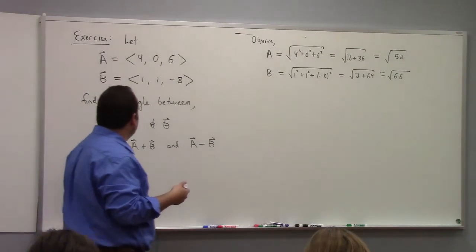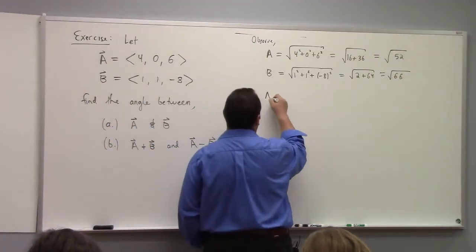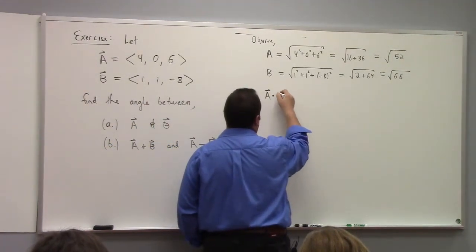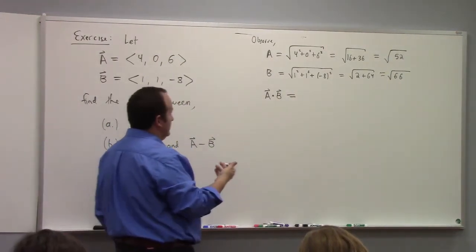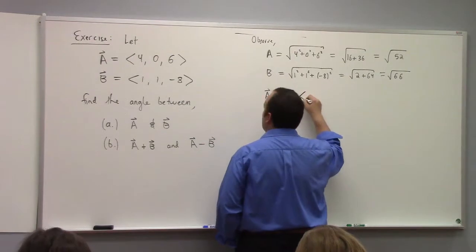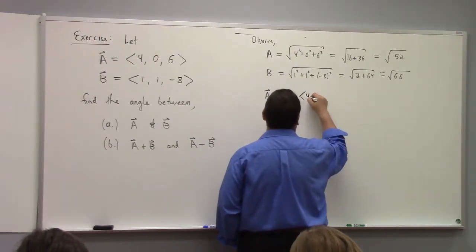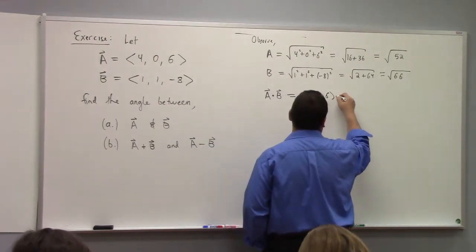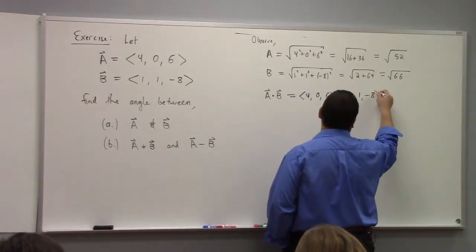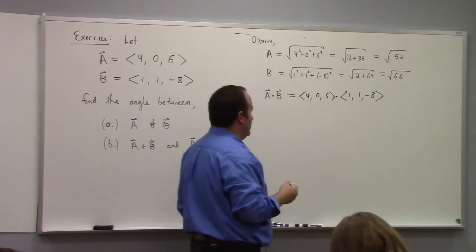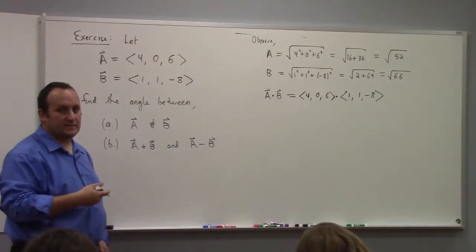Now, what's A dot B? A dot B is the dot product of A and B. We can calculate this. So here we go. 4, 0, 6, dot product with 1, 1, minus 8. It is unfortunate that your book underemphasizes this material.